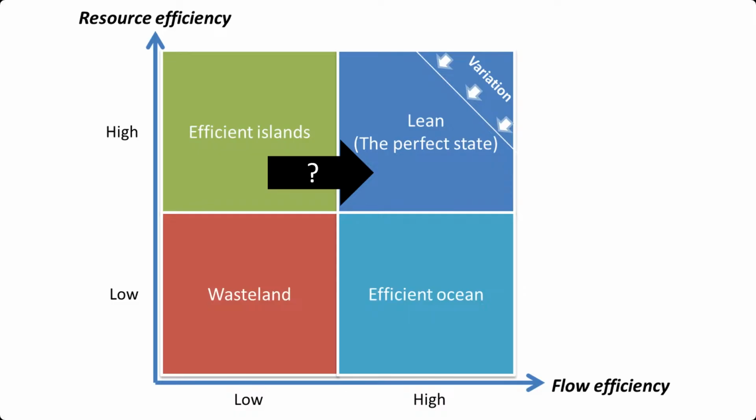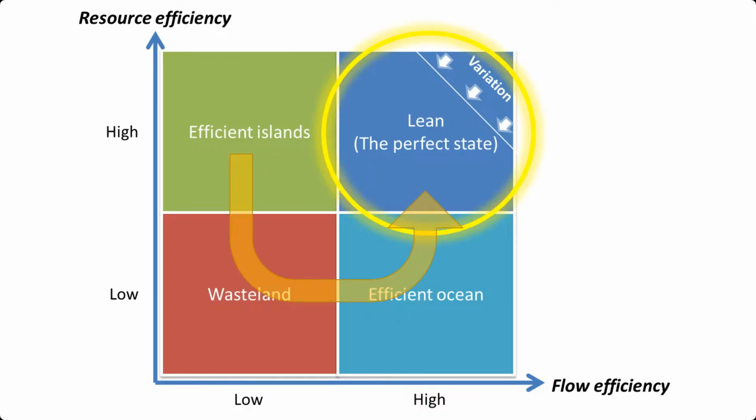We want to get to lean. Let's just go there. Well, the problem is that path from Efficient Islands to lean is basically inaccessible. Really, what often has to happen is you need to dip into less resource efficiency for a time, focus on flow efficiency, and then once you have flow efficiency, then you can start working your way up to thinking about how you might make your use of resources efficient.